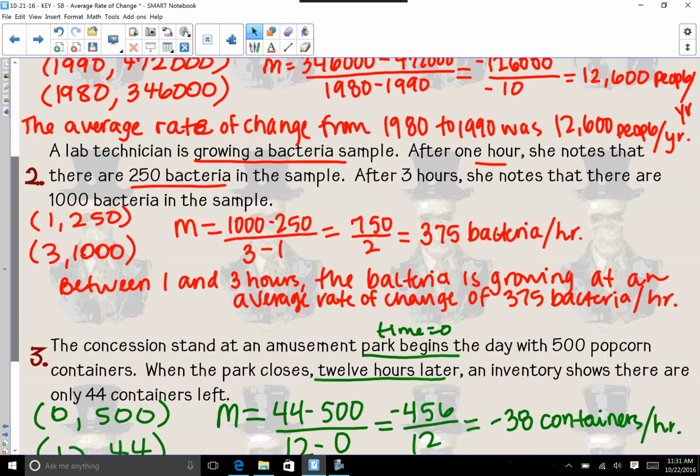Number 2, we're looking at bacteria growth. After 1 hour, there were 250 bacteria in the sample, so I've got an ordered pair, 1, 250. Then after 3 hours, there were 1,000 bacteria in the sample, so I have another ordered pair of 3, 1,000. I found the rate of change, and it was an average of 375 bacteria per hour. So we could say it was growing because it was positive. If you need to pause the video, do that now.